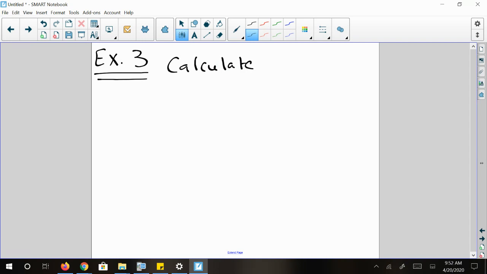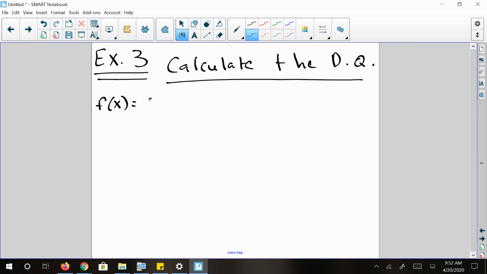So once again, we'll calculate the difference quotient. And for our function this time, let's do f of x equals, we'll try 2x squared plus 2x minus 5. And the difference quotient again, just writing it down here, f of x plus h minus f of x divided by h.